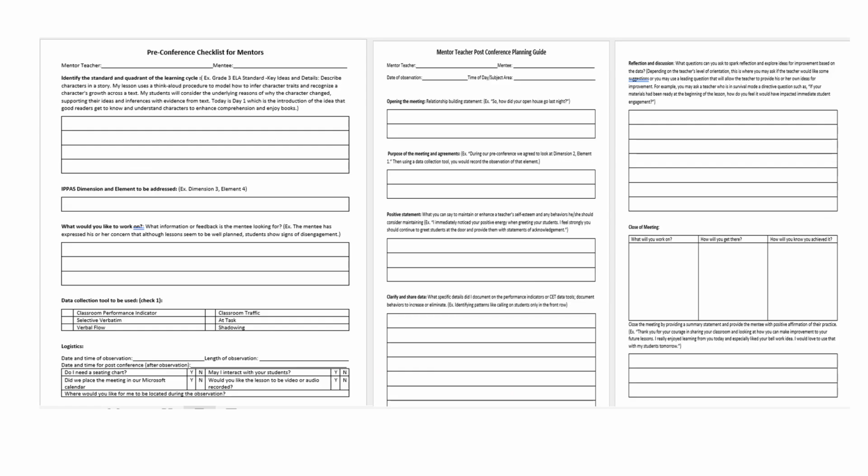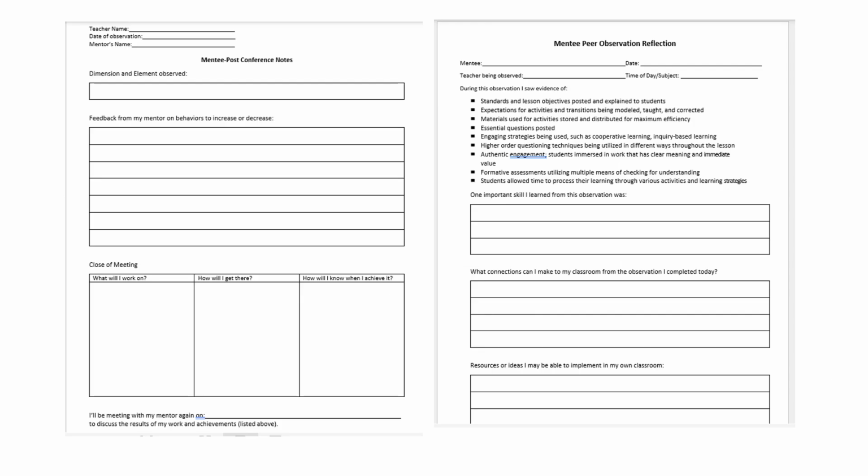Here are some forms that you should use when observing your mentee. You can find these forms in the induction guidebook. The first one is a pre-conference checklist for mentors. We also have a mentor-teacher post-conference planning guide. You can also find a mentee post-conference notes and a mentee peer observation reflection sheet.